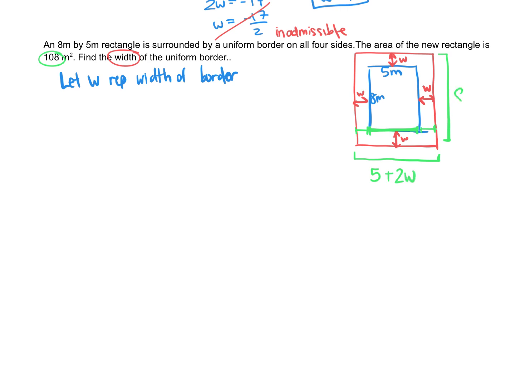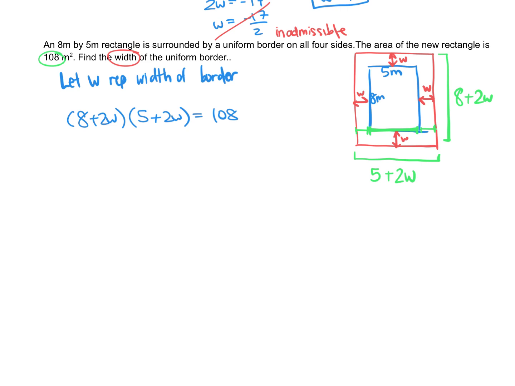Likewise for the length, we started with 8 and we added a W on top and 1 on the bottom, so we added 2 W's. And now we're ready. New length, so 8 plus 2W, times new width, 5 plus 2W, equals new area, which is 108. The hardest part is done. We just set it up, and now we're solving the quadratic equation.